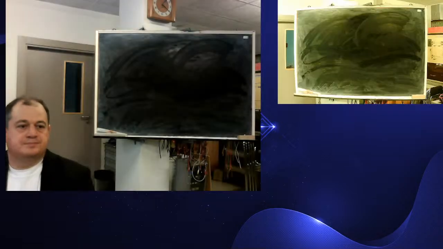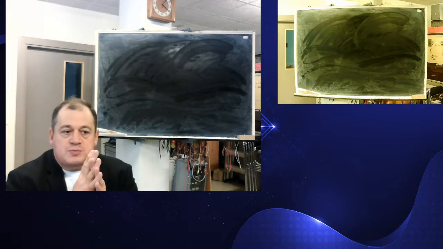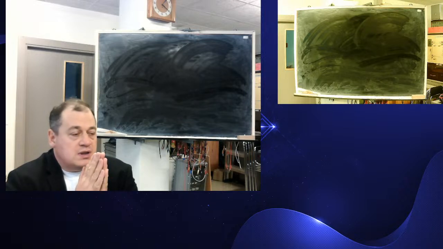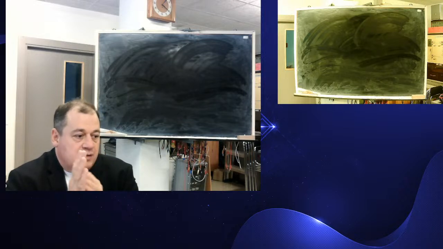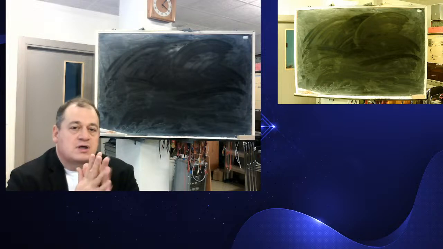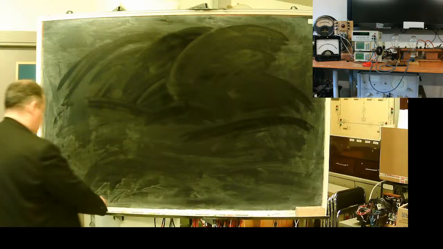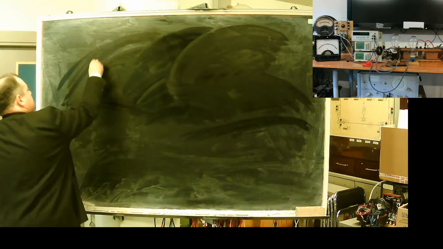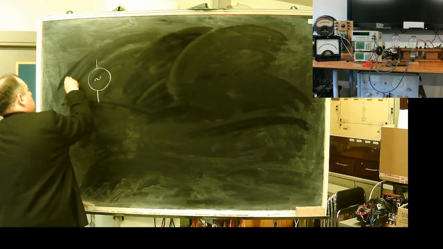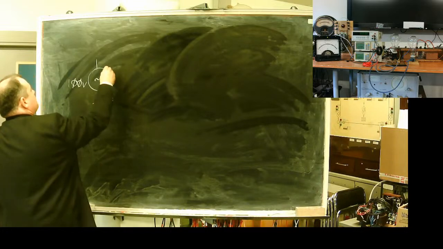Let's go. So, hello. Today I would like to speak about an AC network. Previous time we solved a DC network. Now let's take an alternating current. I have prepared a small experiment. I have a 100 volt AC source, a transformer.